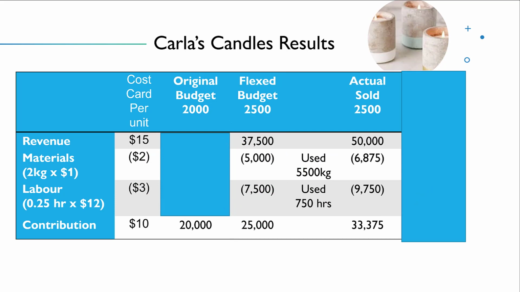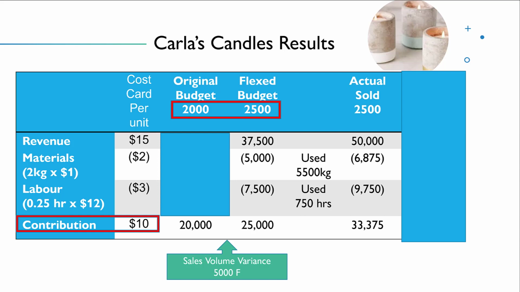And the flex budget works off the standard. So as you can see, the materials are now 5,000 if you budget to sell 2,500. And that's because it's 2,500 times the $2, which is the cost per unit that we budgeted for. The same for labour. That's now been flexed to 7,500 at $3 a unit for the 2,500. Now notice the only line showing under the original budget now is the contribution line, because that's our sales volume variance. And so that's how we calculate our sales volume variance.